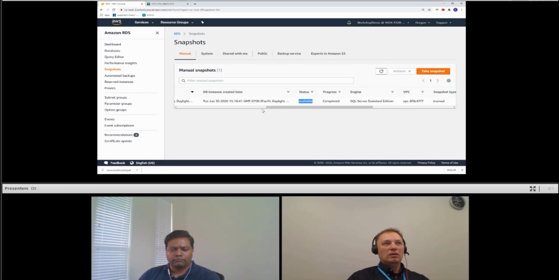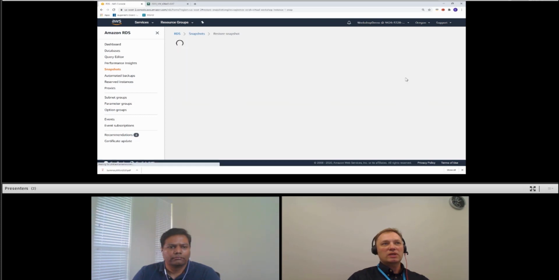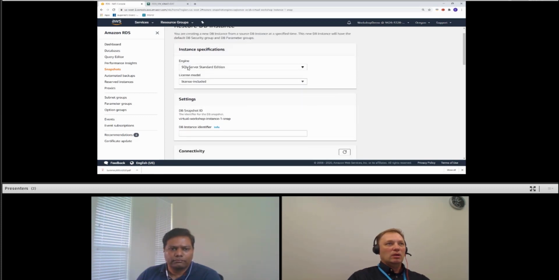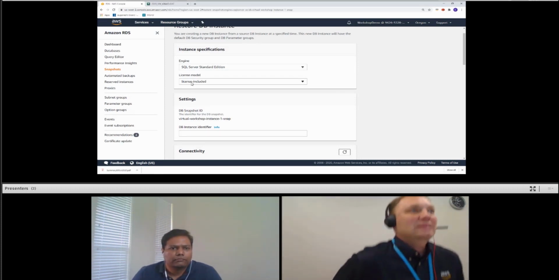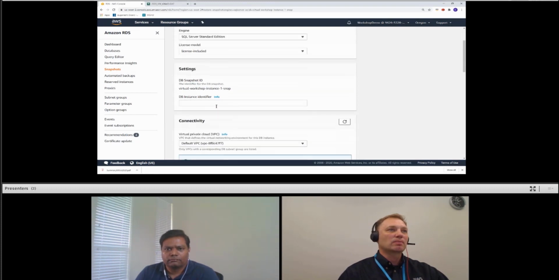Let's go ahead and try to restore from that snapshot. So it's here off of the Actions menu. You click Restore Snapshot, and it's going to take us to a form very similar to the one we went through. The engine, we're going to leave it at standard. License included is the only licensing model available in RDS. Bring your own license for SQL Server is not supported.